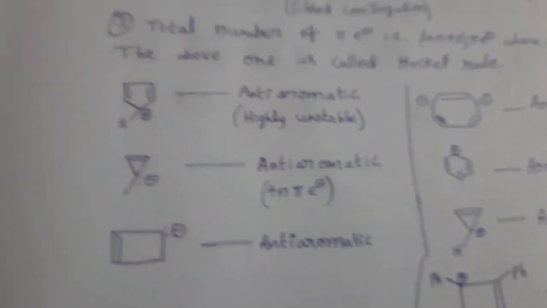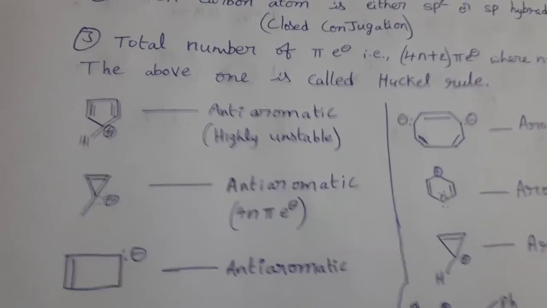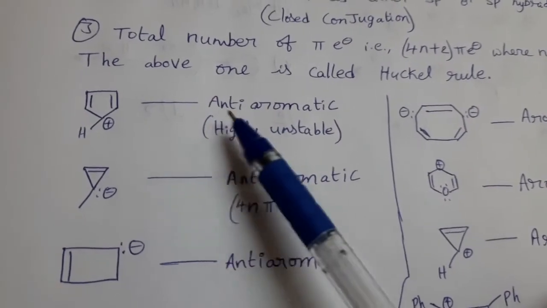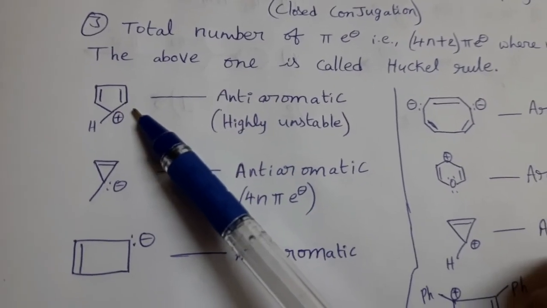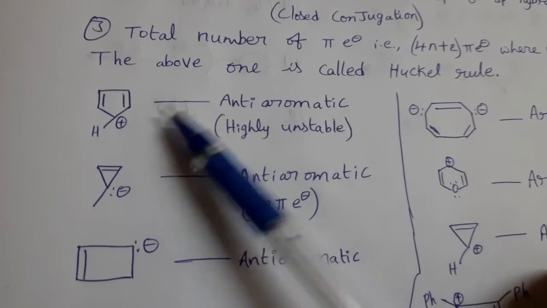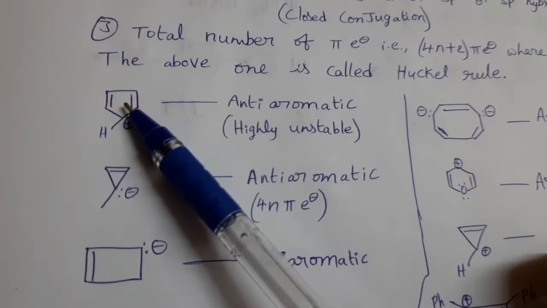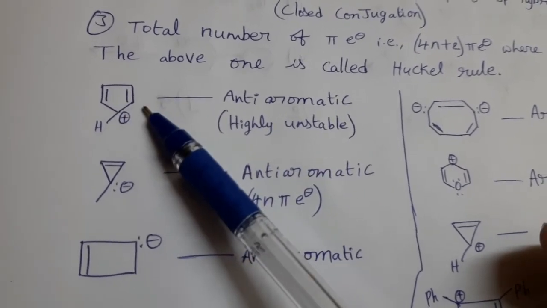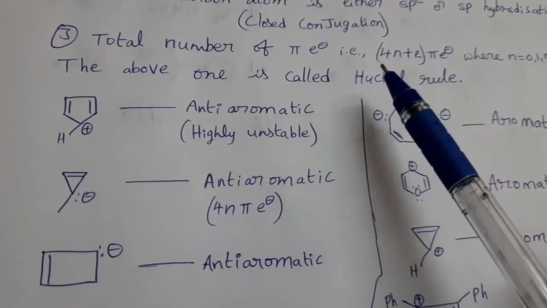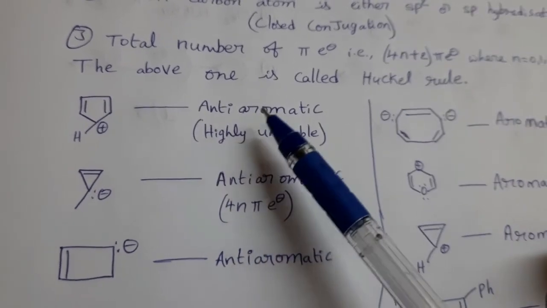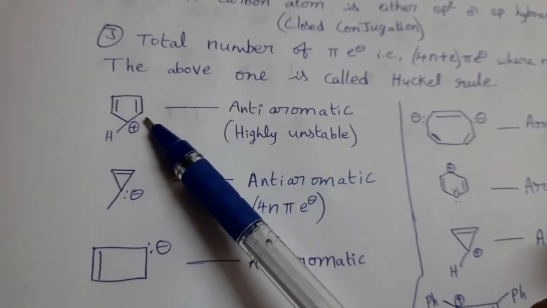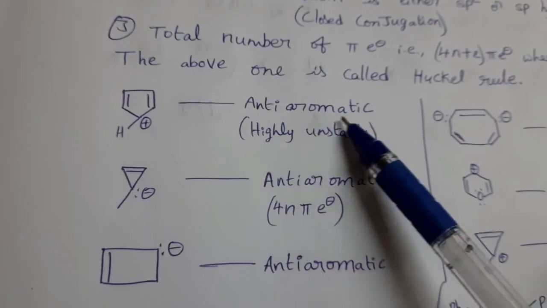Then what about the remaining? See here. Remaining means this one. Cyclopentadienyl cation. It is anti-aromatic. It has only 4 pi electrons. It is not obeying this Huckel rule. That's why it is not aromatic. It has 4 pi electrons, so it is anti-aromatic.